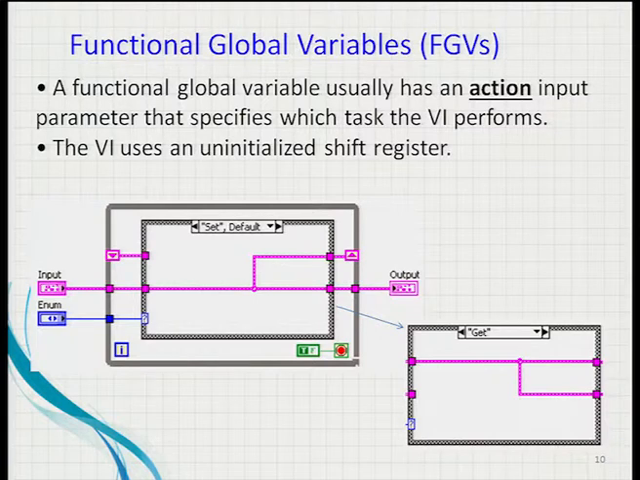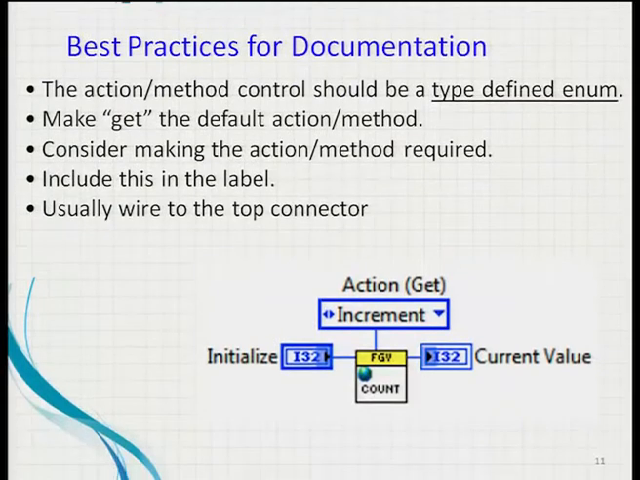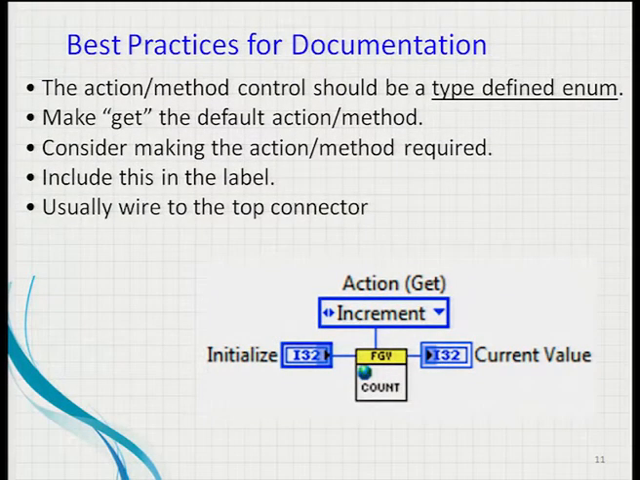If you set the values, you can pass this when you select the enum into the set mode. You're actually passing the data and storing it into the uninitialized shift register, and then of course you display it as well. Similarly, if you want to get the data, you just switch to the other case and iterate it once. I think this is a very common VI that many of you have already been using.